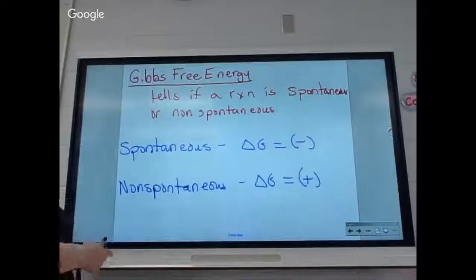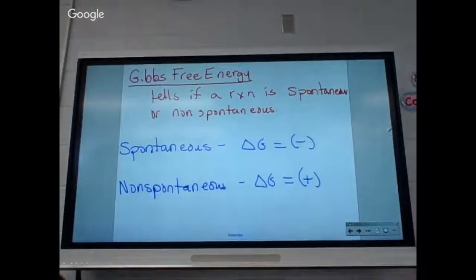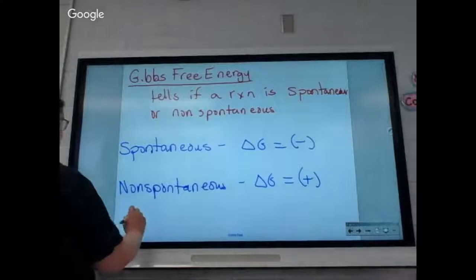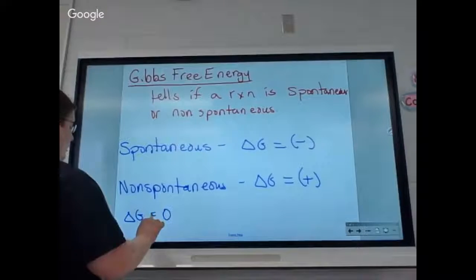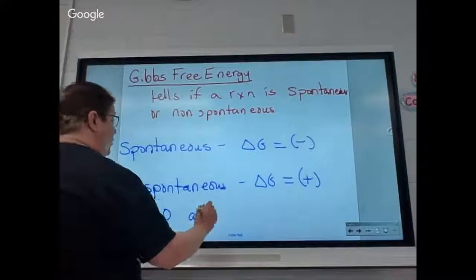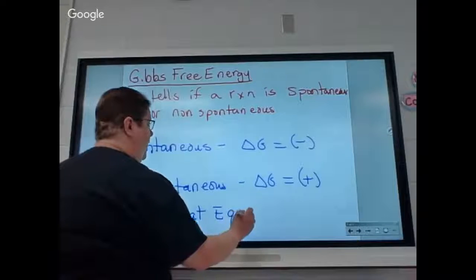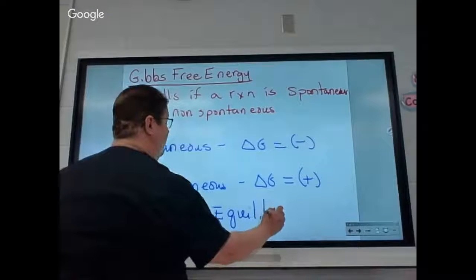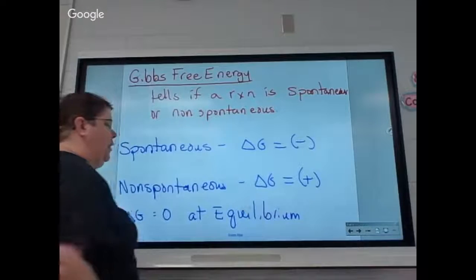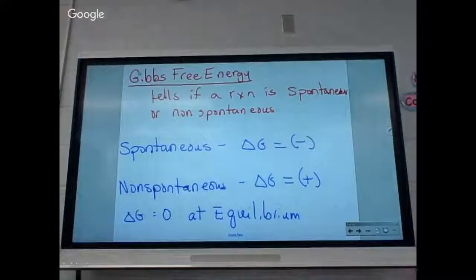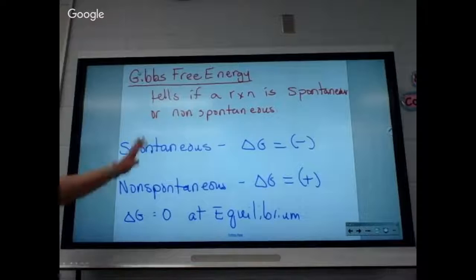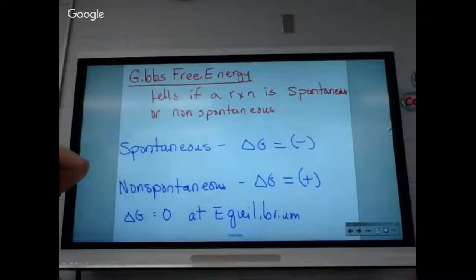Now, this is what I was telling Sophie yesterday. You can actually have delta G equal to 0, and that means you're at equilibrium. But because we're not actually calculating delta G, are we ever going to get a delta G equal to 0? No, we're only going to focus on the top two because we're doing this conceptually. We're never going to worry about the bottom one. The state wants us to do it conceptually, so we're not going to do it with math.